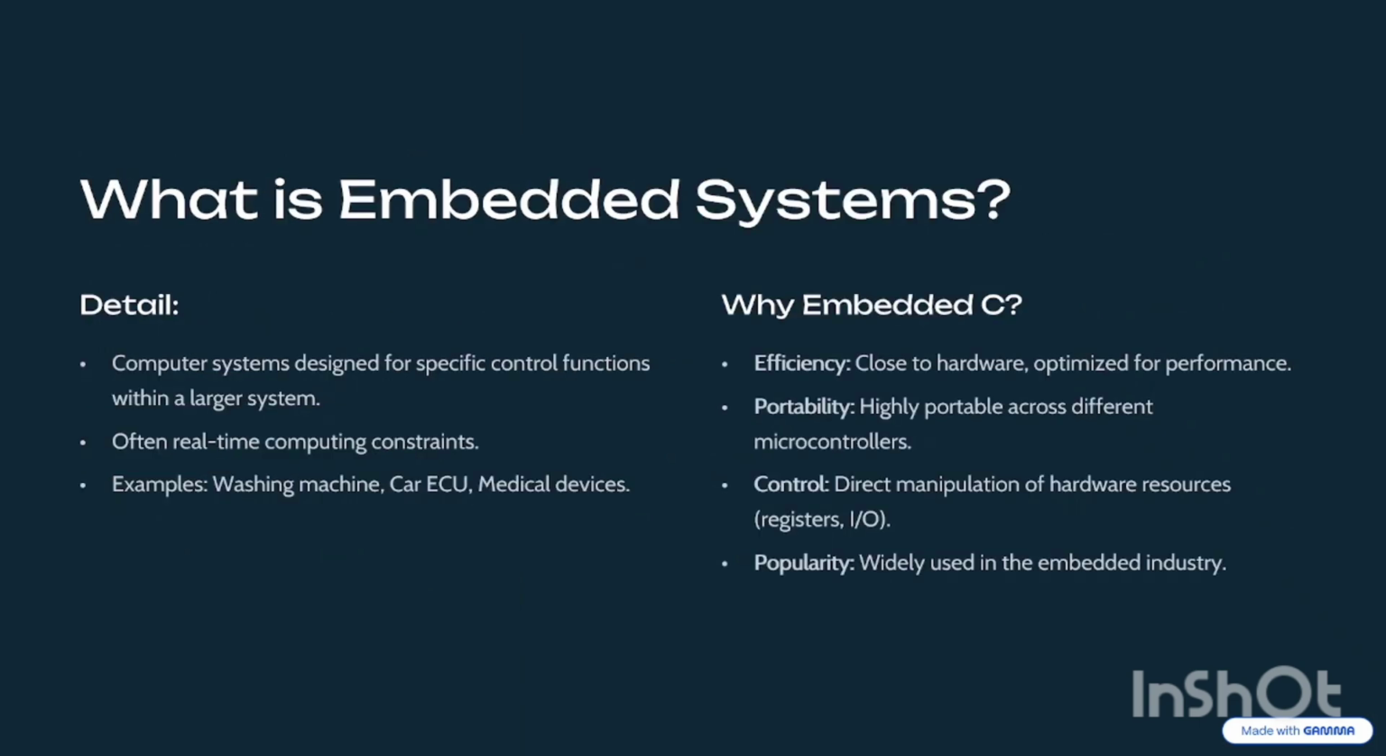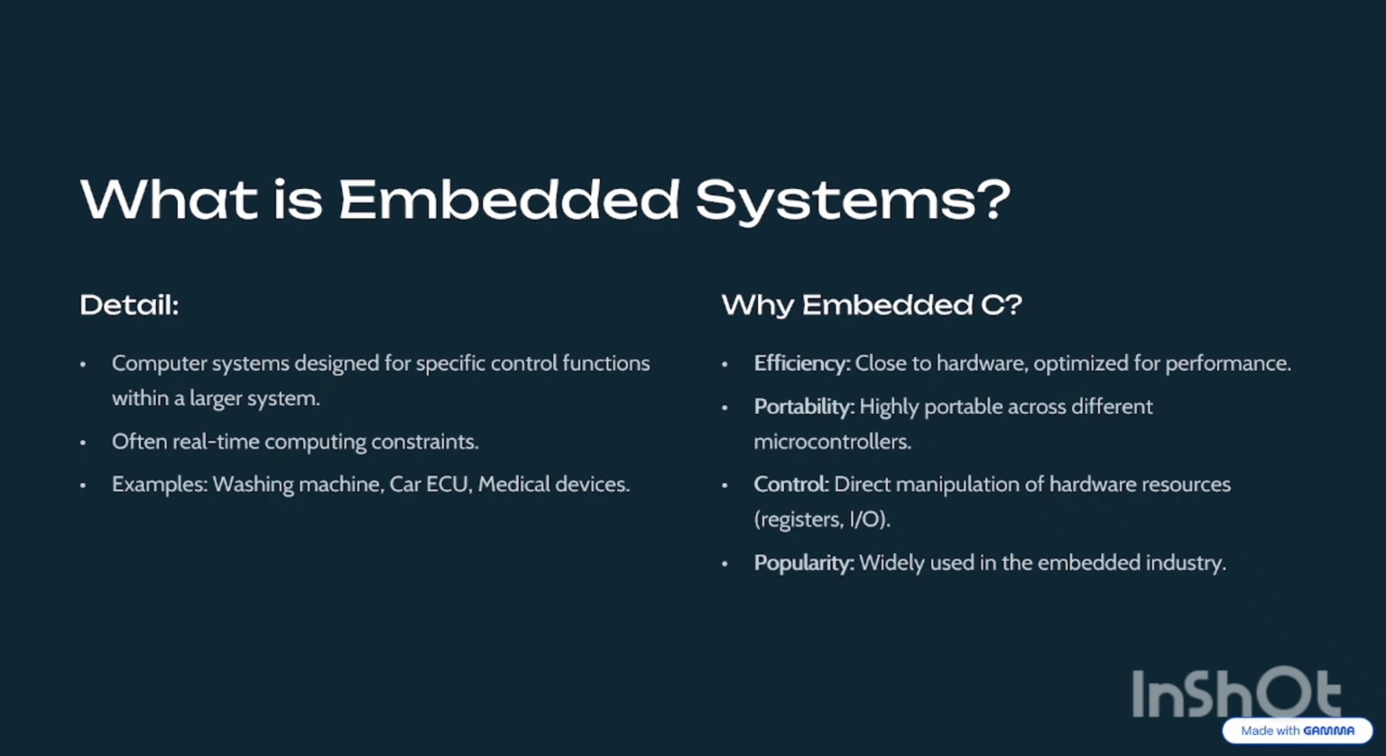Let us see what an embedded system is. Embedded systems are specialized computer systems designed to perform specific control functions within larger systems. They are everywhere around us. The key challenge is that they operate in real time, so they must respond to inputs and produce accurate outputs. Some common examples include washing machines, car ECUs, medical devices, and automotive devices.